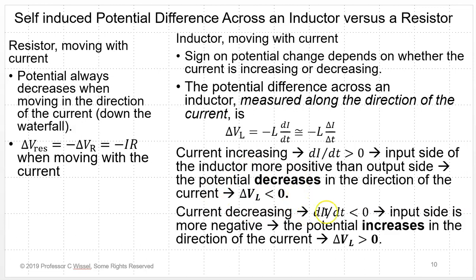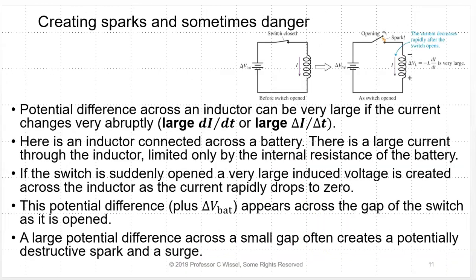If the current is decreasing, di/dt is less than 0. The input side is more negative. The potential will increase in the direction of the current. Delta VL will be greater than 0. Notice it always fights you. That's the story of inductance.